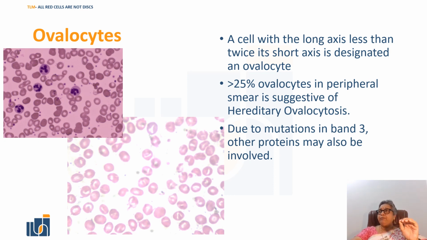Greater than 25% ovalocytes or oval cells will be called hereditary ovalocytosis. Again, this is also because of a defect in the cytoskeleton, which is a mutation in band 3, and other proteins may also be involved. That is spectrin, ankyrin, and here it is more band 3. So these shape changes are more because of different cytoskeletons that are defective either in quantity or in their functionality.